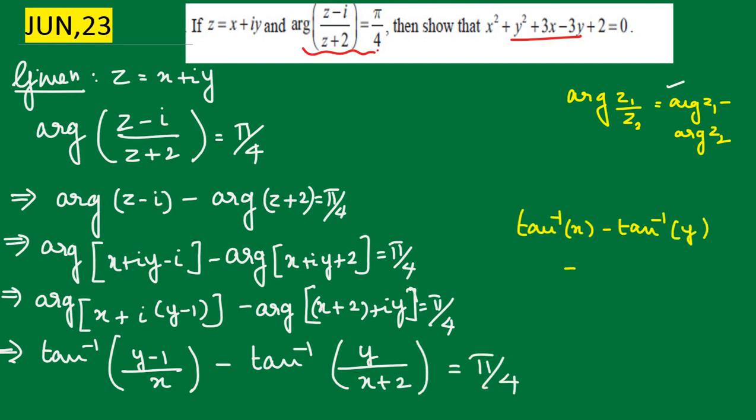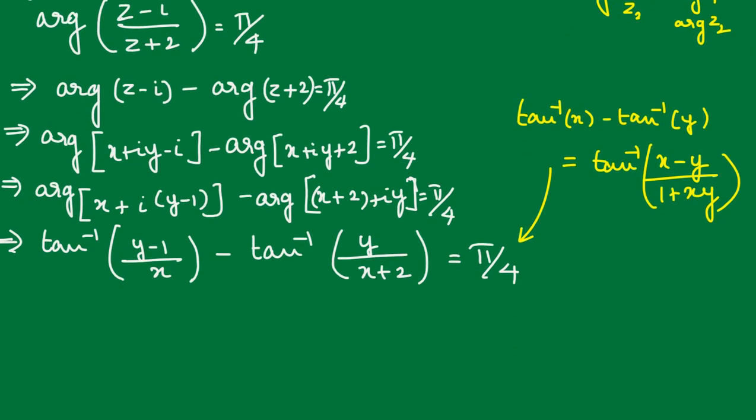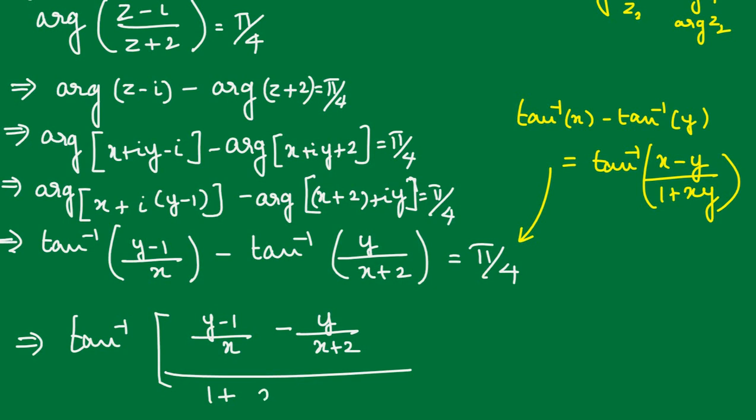This can be written as tan inverse of x minus y divided by 1 plus xy. So applying this formula here, we get tan inverse of y minus 1 by x minus y by x plus 2, divided by 1 plus x into y minus 1 divided by x into y by x plus 2. This is equal to pi by 4.